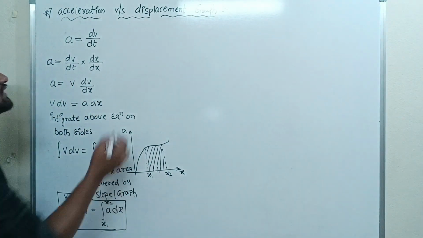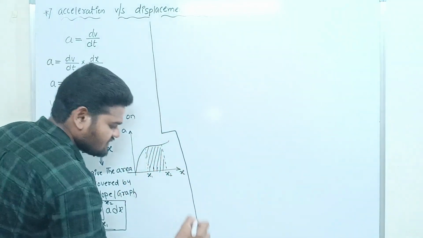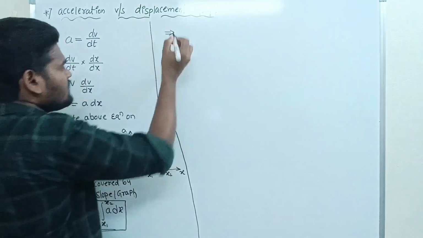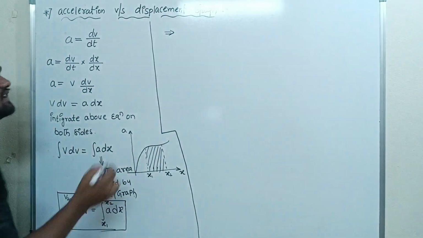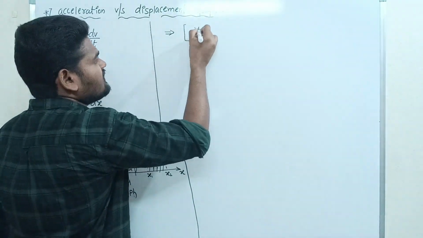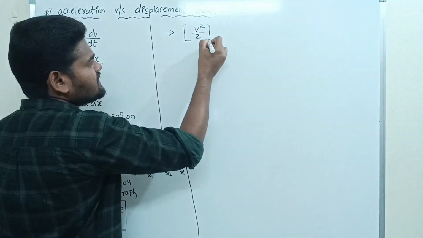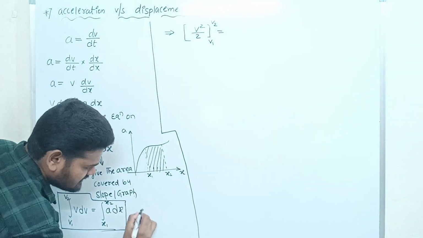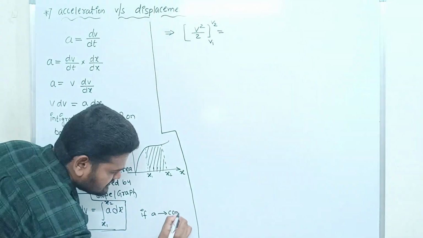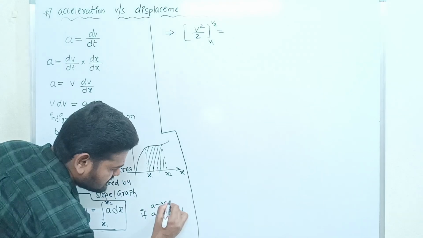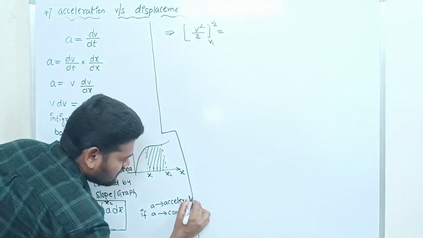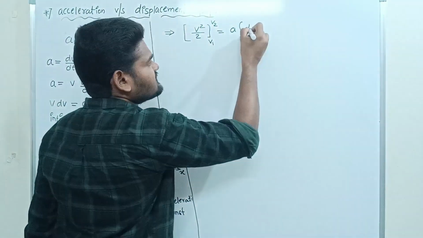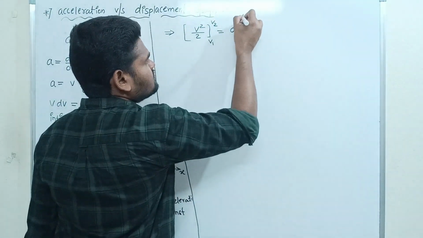So this is the formula to solve acceleration versus displacement graphs. Now have a look. Here we have integration of v dv. What is the value of integration of v dv? V square by 2, with the limits v1 to v2. That is equal to, if the acceleration of the object is constant, then a comes outside the integration, and we have dx from x1 to x2.